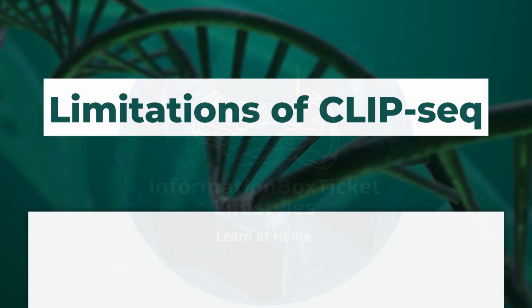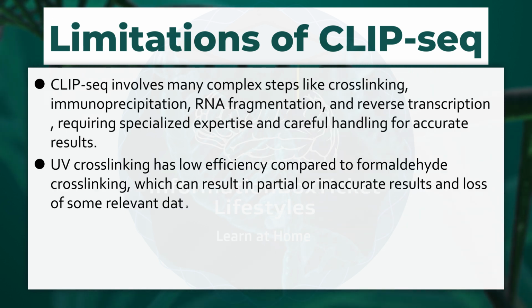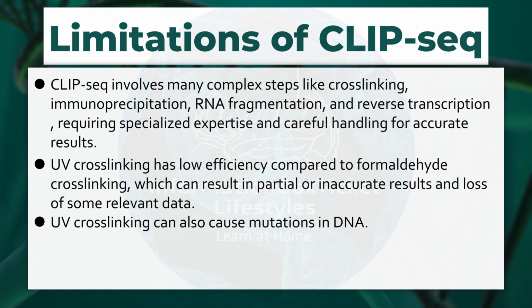Limitations: Crosslinking and immunoprecipitation sequencing involves many complex steps like crosslinking, immunoprecipitation, RNA fragmentation, and reverse transcription, requiring specialized expertise and careful handling for accurate results. UV crosslinking has low efficiency compared to formaldehyde crosslinking, which can result in partial or inaccurate results and loss of some relevant data. UV crosslinking can also cause mutations in DNA.